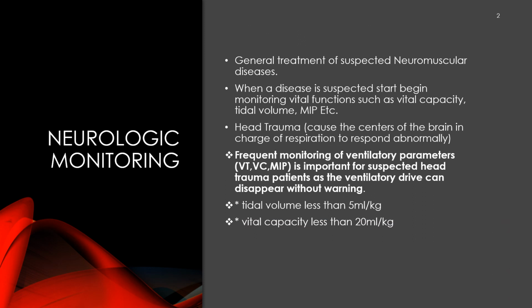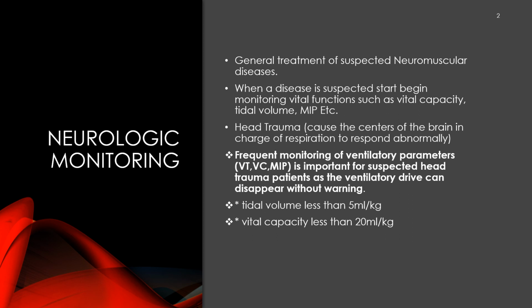The focus of this slide is to talk about neurologic monitoring with different types of patient conditions. For example, if you have a patient with a neuromuscular disease like Guillain-Barré syndrome or any other type of neuromuscular disease, or if you have a patient who had some kind of head trauma. So if you see a question that comes in like that, you need to be able to figure out what's going on with their breathing.